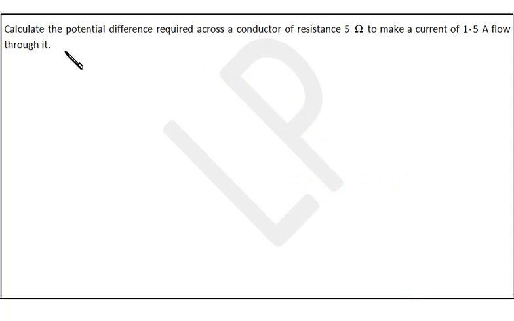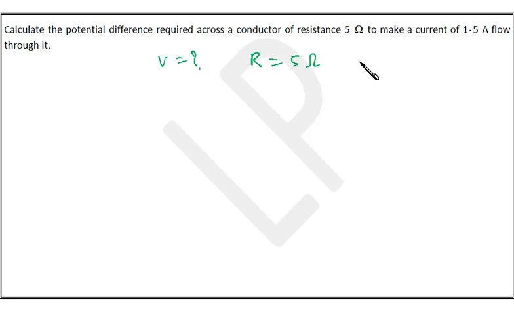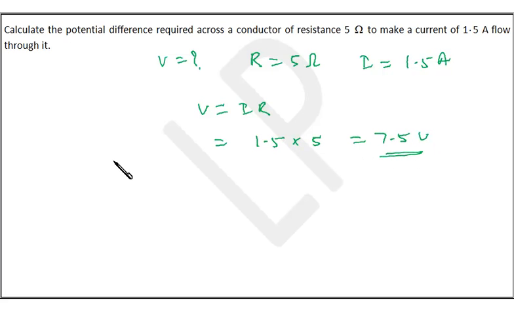In this question, calculate the potential difference required across a conductor of resistance 5 ohm to make a current of 1.5 ampere flow through it, right? What we want is V, what we have is R, that's 5 ohm, and current, that's 1.5 ampere. Further, the same formula, V is equal to IR. Here I is 1.5, R is 5, so it's 7.5 volt. As simple as that. So the potential difference required across this conductor is 7.5 volt.